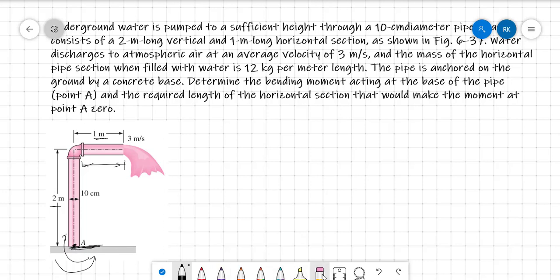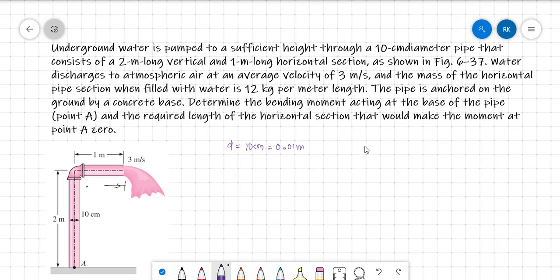So in order to solve this, let me write the given data first. Underground water is pumped to a section. The diameter of the pipe is equal to 10 centimeter, which is equal to 0.1 meter, and that consists of 2 meter long vertical and 1 meter long horizontal section.